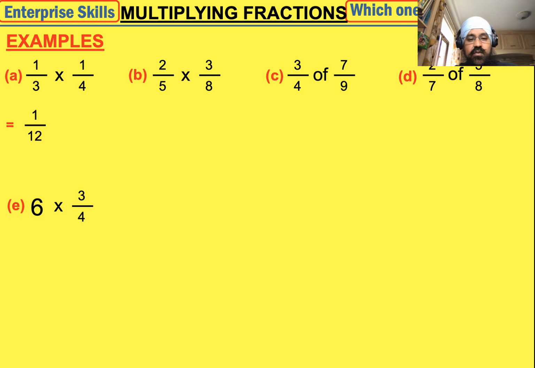Okay, so we can do the next one. 2 times 3 is 6, 5 times 8 is 40, and this can be simplified. You have to find out which number 6 and 40 both come in. You could divide both of these by 2. This will give you 3 over 20, which cannot be simplified any further. So you're multiplying numerator with numerator and denominator with denominator.